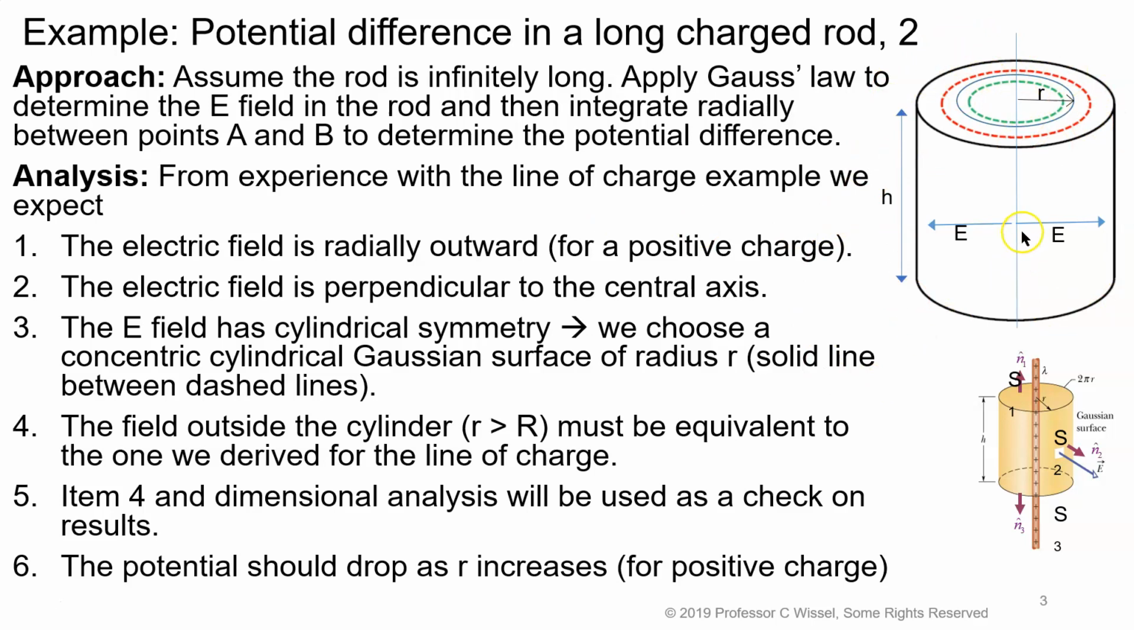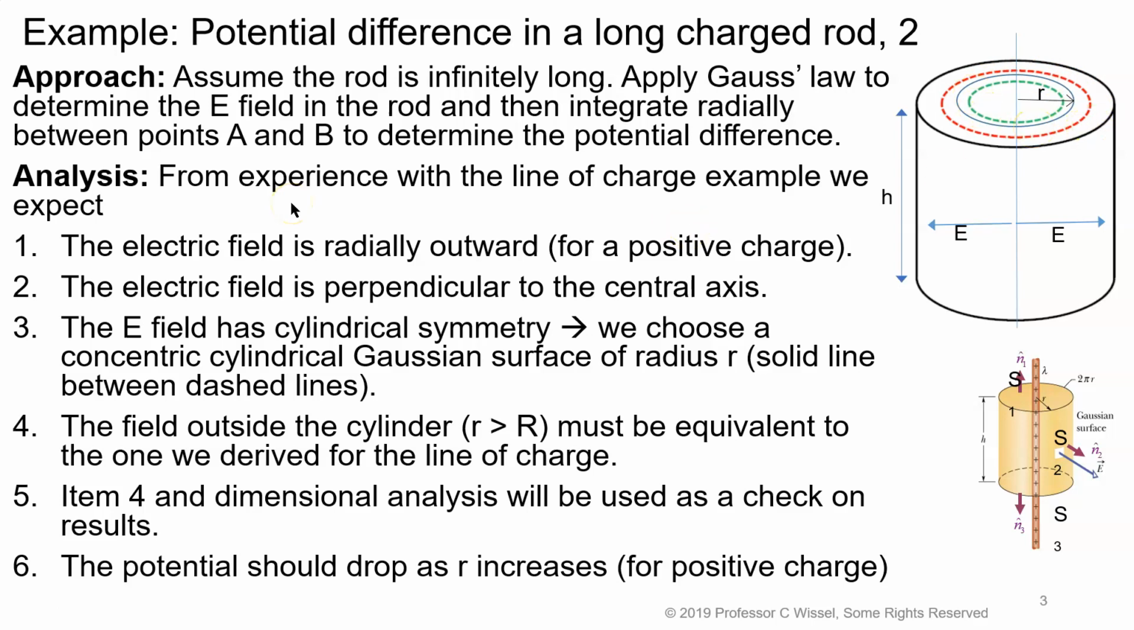Here's the height of the diagram. Here's the electric field pointing outward. And of course, here's the central axis. Everything is concentric with the central axis. Here, of course, is the inner radius, point A. And of course, point B out here. And we're going to take a Gaussian surface in here.